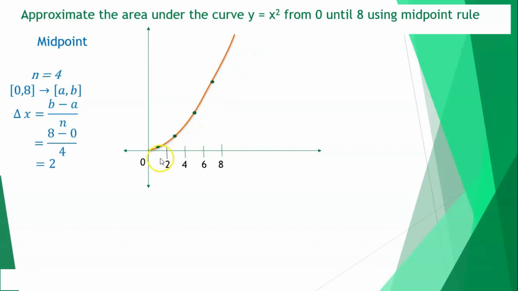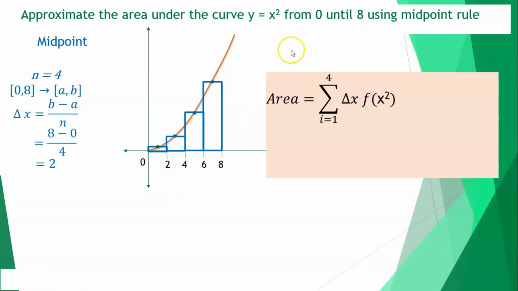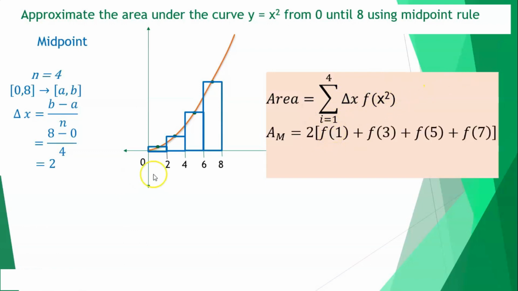Then let's sketch our rectangles. So this is the first rectangle, this is the second, this is the third, and of course, this is the fourth. Okay, so let's solve for the midpoint rule. So that's width times the height evaluated with i from 1 until 4. So with this, we'll start from our first midpoint, which is 1, then 3, 5, and 7.